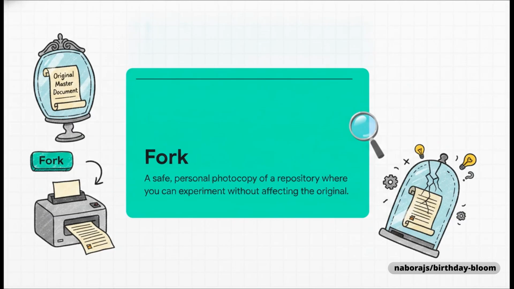A fork is simply a button you click on GitHub that makes a complete, safe photocopy of that original document, placing it right into your own personal GitHub account. Inside your fork, you can experiment, break things, and build cool new features completely safely without ever affecting the original project.